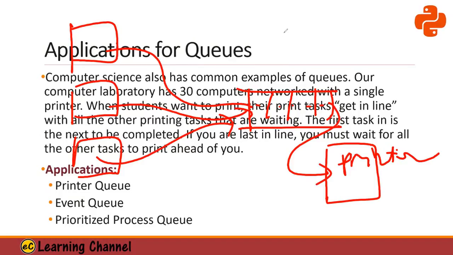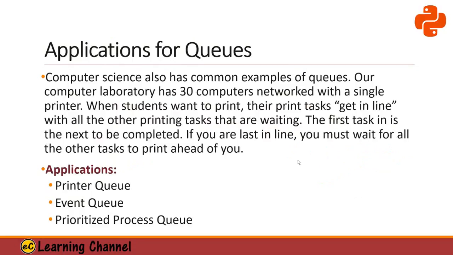Usually if you look at a printer, there is always a printer queue. The printer keeps serving a job from a certain application, and when it finishes, it picks up a waiting task from the queue. So one example of a queue is the printer queue.